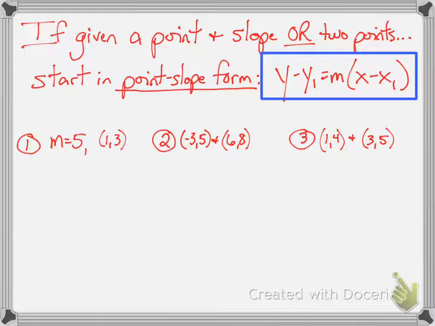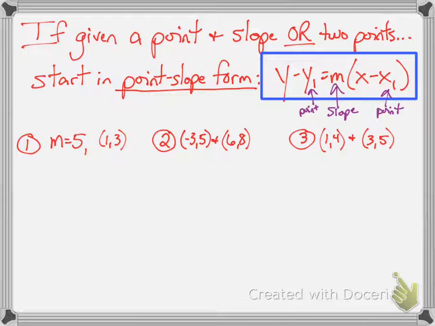So you can see the note at the top here of the screen on this slide here. If given a point and slope, or 2 points, so either of those combinations, start in point-slope form. So y minus y1 equals m times x minus x1. M is still your slope. The y1 and the x1 come from the point. X and y stay blank. Those are your placeholders to represent all the possible points that would be part of that equation.